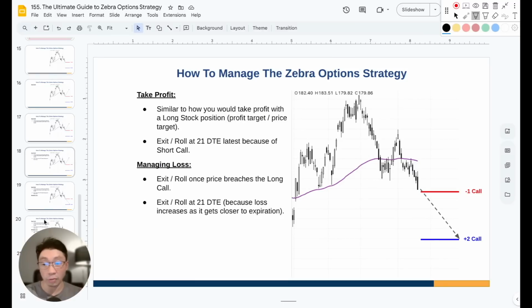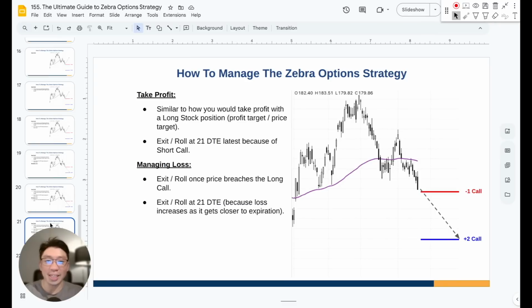And by the way, this example is for the bullish zebra. So the bearish zebra is pretty much going to be the same as well, but just for the put side. Alright, so this is the zebra option strategy.